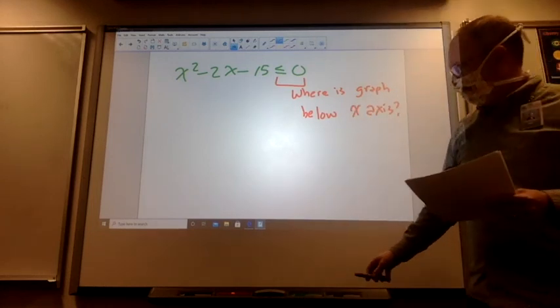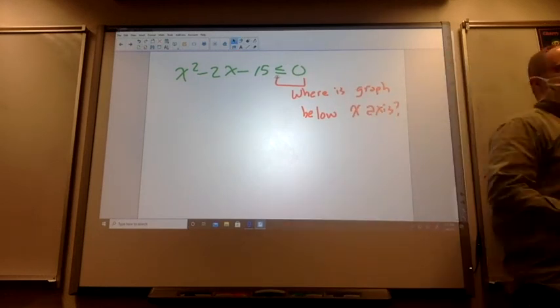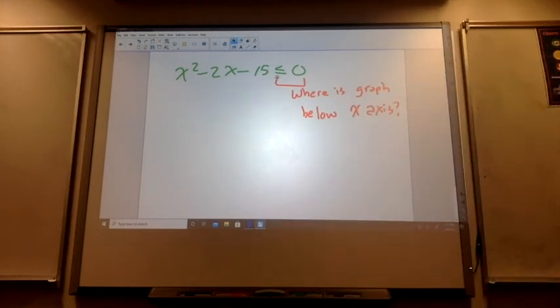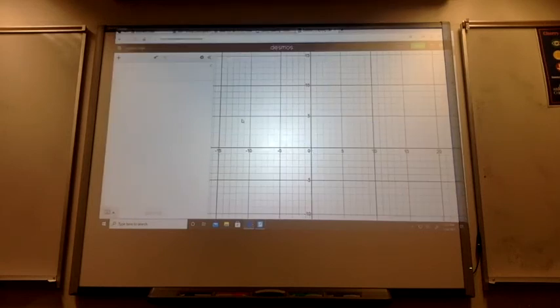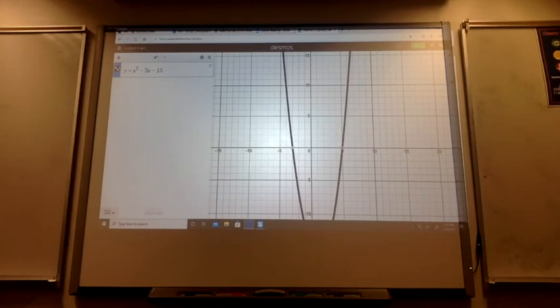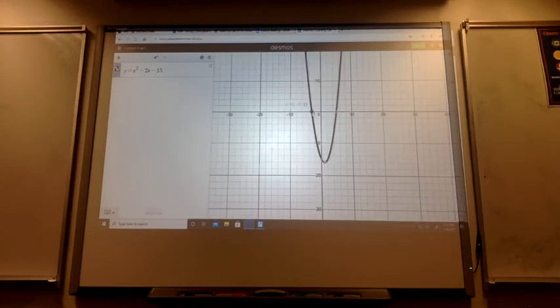Okay, so I'm going to cheat for a second. I'm going to use Desmos because there's no y equals on this, but I'm going to say y equals just to take a look at the graph. I want it below the x-axis. So I'm just going to go y equals x squared minus 2x minus 15. Zoom out a smidge. So between here and here, those are my solutions.